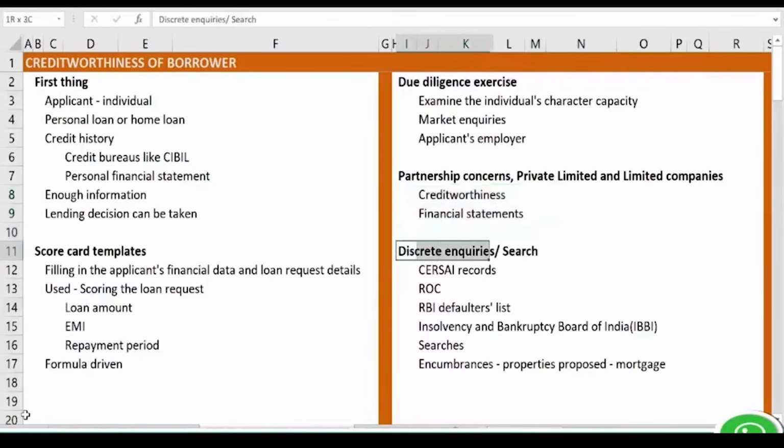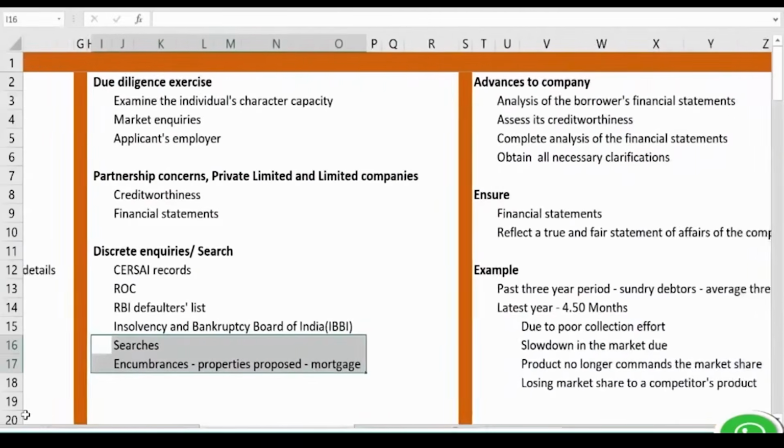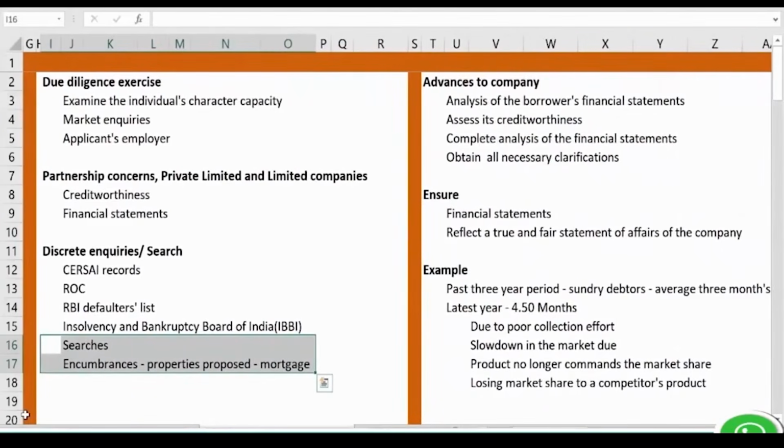Then banks will also make discrete enquiries, search in CERSAI records, then register of companies, RBI defaulters list, then IBBI, that is the Insolvency and Bankruptcy Board of India. Then searches can be made with regard to encumbrances on the properties which they have proposed to mortgage. Okay, so in this way discrete enquiries can be made and credit worthiness of the borrower can be understood.